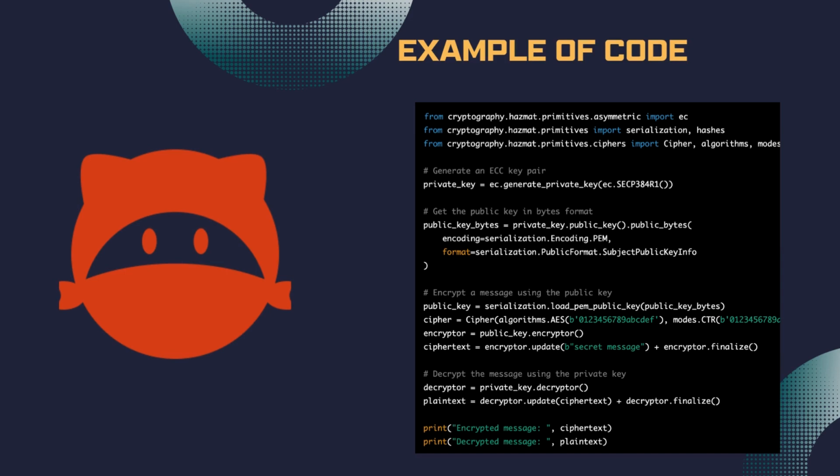Here's an example of how to perform an ECC encryption and decryption using the cryptography library in Python. This code generates an ECC key pair using the SECP384R1 elliptic curve, then encrypts a message using the public key and decrypts it using the private key. The code first extracts the public key in bytes format from the private key, then loads it using the load_pem_public_key method. It then uses the cipher class from the cryptography library to encrypt the message using AES in CTR mode, and the encryptor object to perform the encryption. The code then decrypts the message using the decryptor object created from the private key.